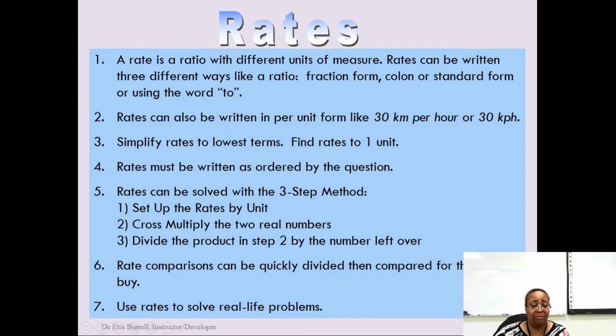Another way to solve rates, which is very similar to solving proportions, is you will set it up, cross multiply, divide. Remember to keep the same unit on the same row. Rate comparisons can be quickly divided when compared for the best buy. Remember that means the cheapest price per unit. And use rates to solve real life problems.